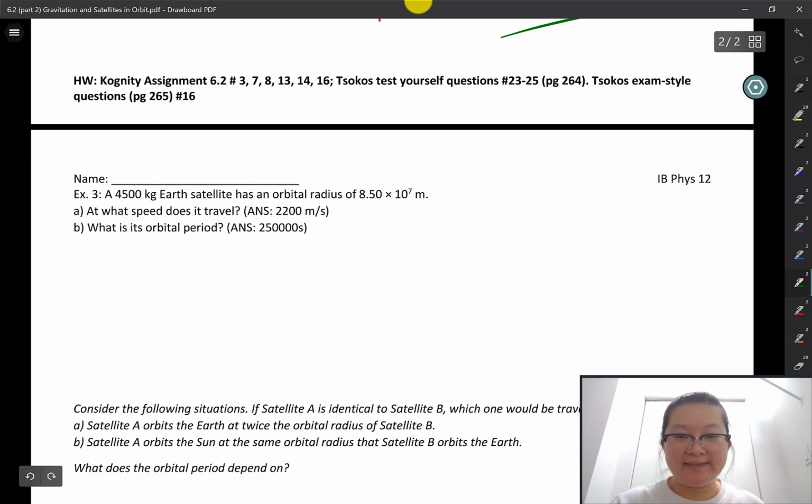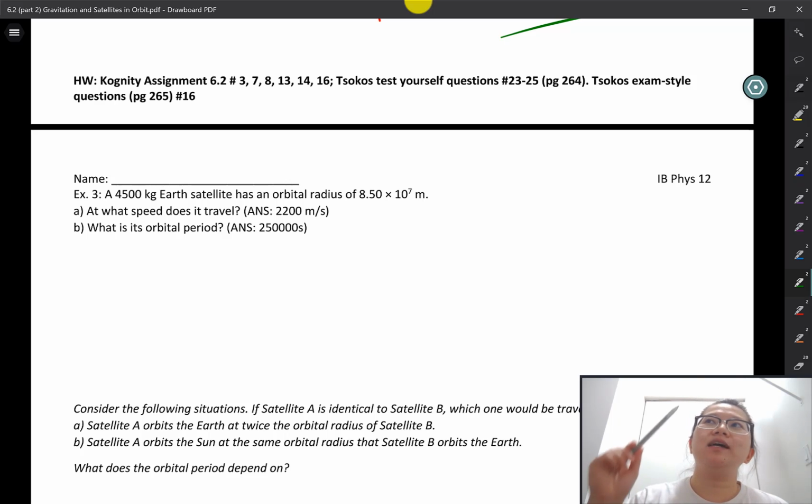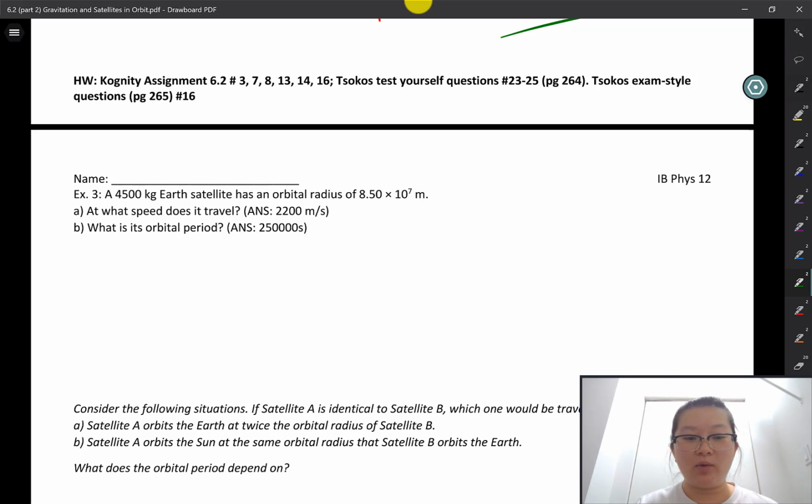In this video, we're going to do example 3 of 6.2, part 2, which has to do with orbits. And for orbits, we have to relate Newton's universal law of gravitation to circular motion, in which the force due to gravity is going to be the pulling force, allowing the object to stay in circular orbit so it doesn't fly away. Okay, so let's begin with our example.